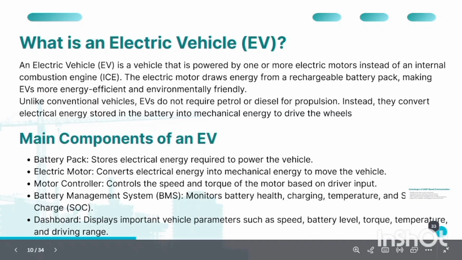Electric vehicle and core architecture. An electric vehicle replaces the conventional internal combustion engine with an electric motor driven by high voltage battery power. Propulsion control is split between a motor controller managing the torque loop and a battery management system monitoring battery thermal limits and state of charge.